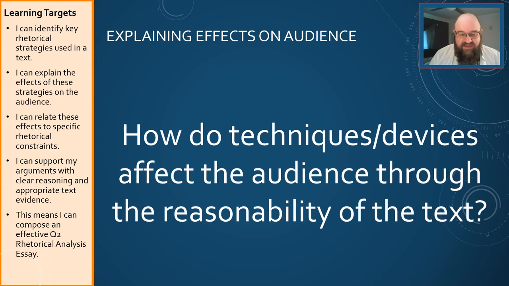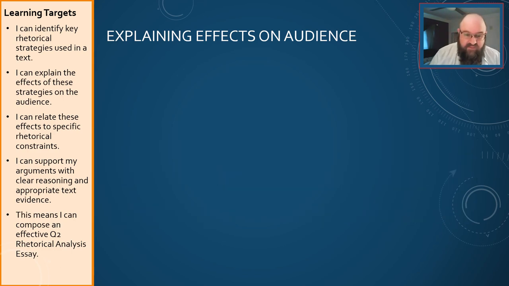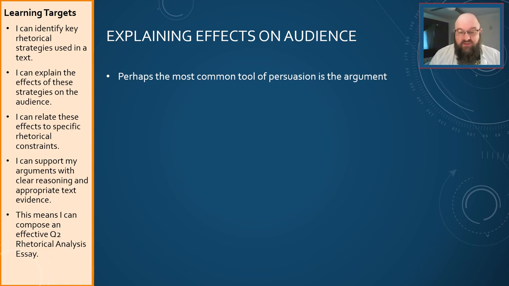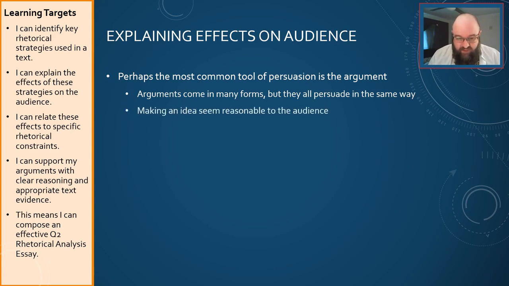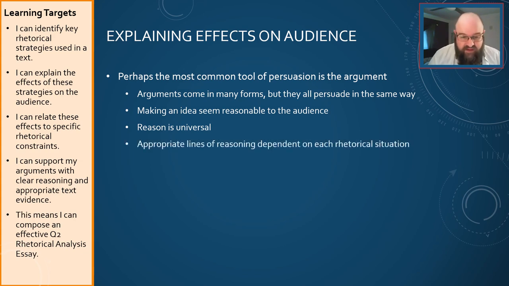So let's look at the next way that an audience can be affected. How do techniques and devices affect the audience through the reasonability of the text? Well, perhaps the most common tool of persuasion is the argument, right? Arguments come in many forms, but they all persuade in the same way. They all attempt to make a particular idea seem reasonable to the audience. So reason is the universal. What's reasonable to one person is, in theory, reasonable to everybody.